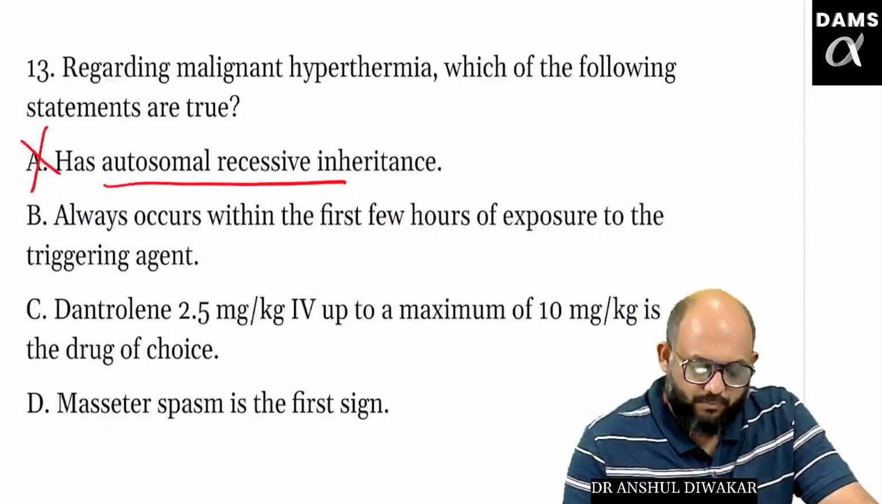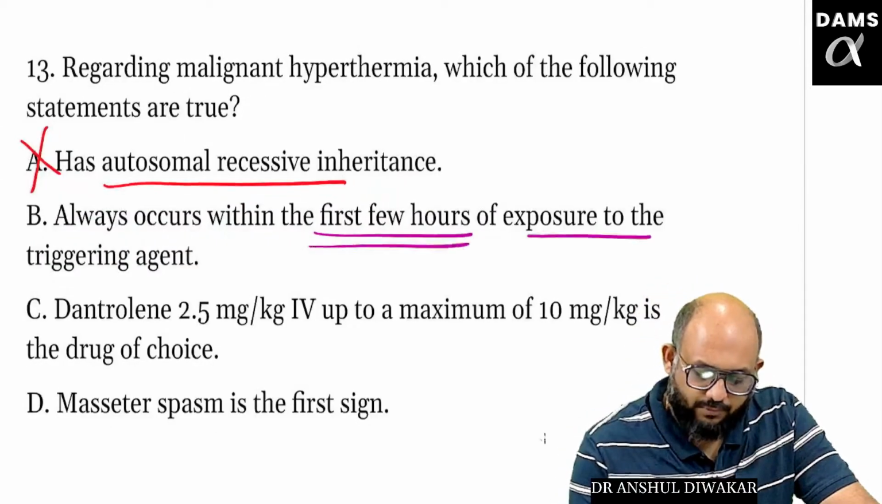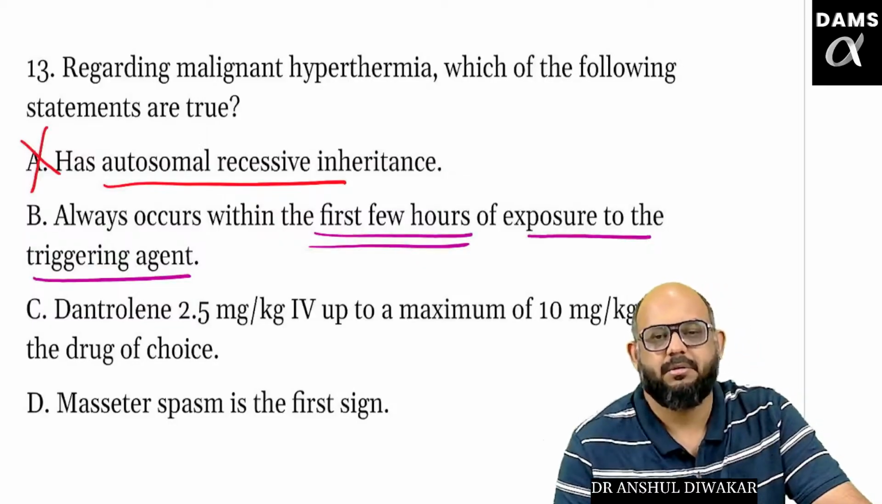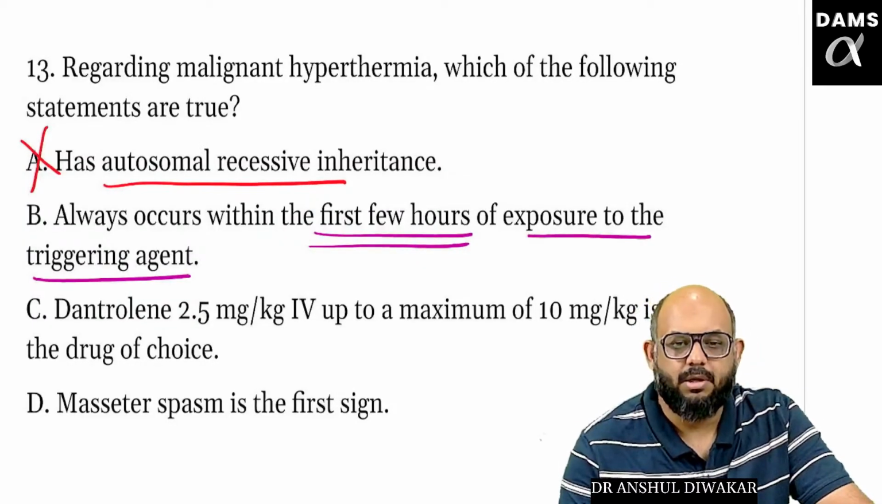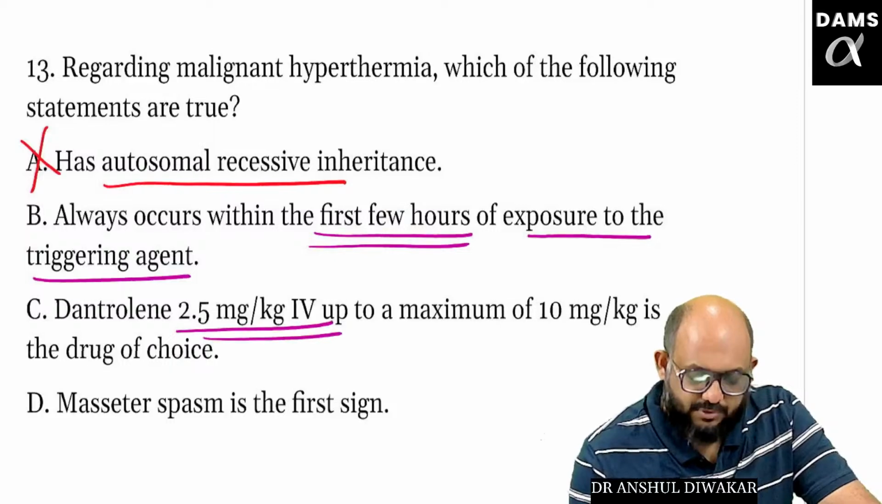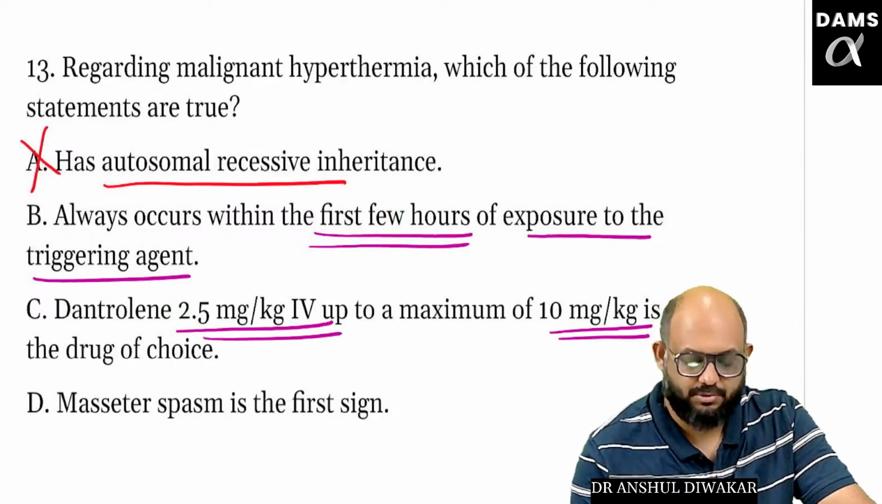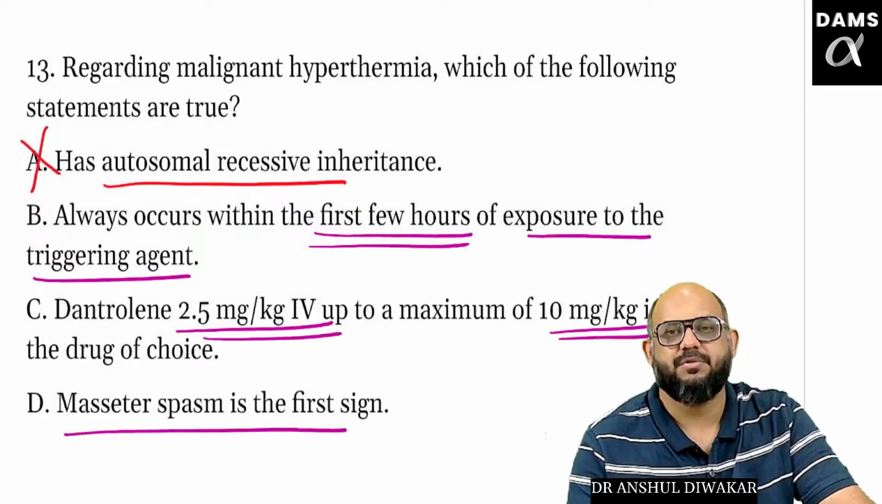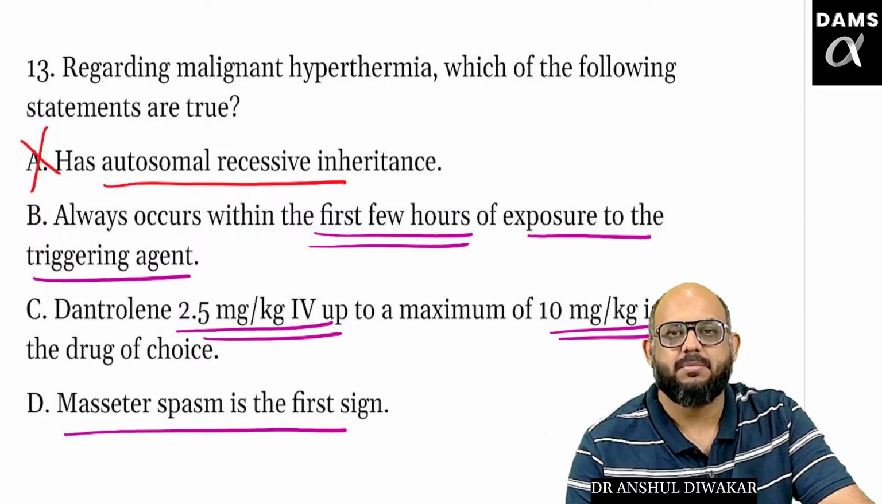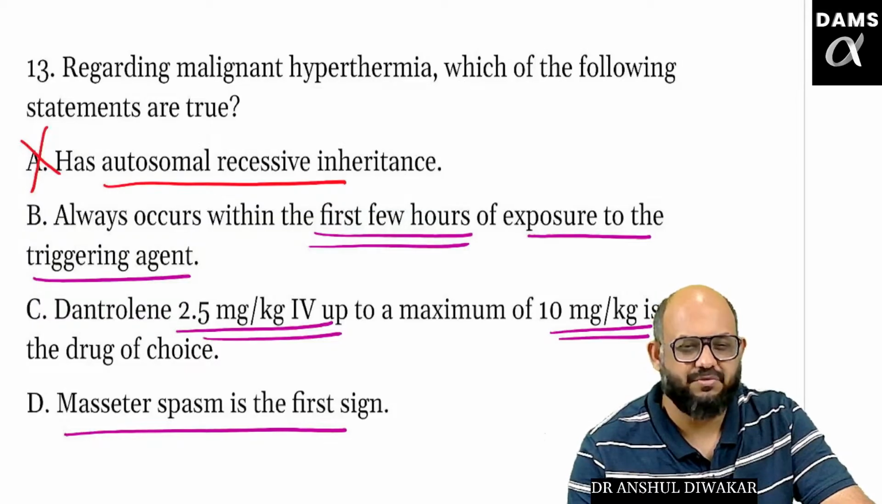B. Always occurs within the first few hours of exposure to the triggering agent. May be true, maybe not. Dantrolene 2.5 mg per kg IV, maximum 10 mg per kg. This definitely sounds right. Masseter spasm is the first sign. Is masseter spasm the first sign? No.